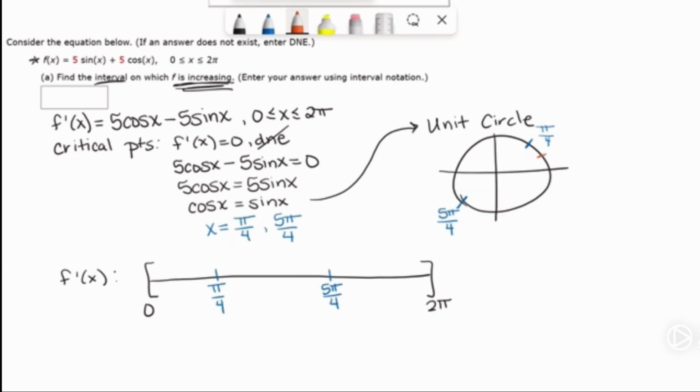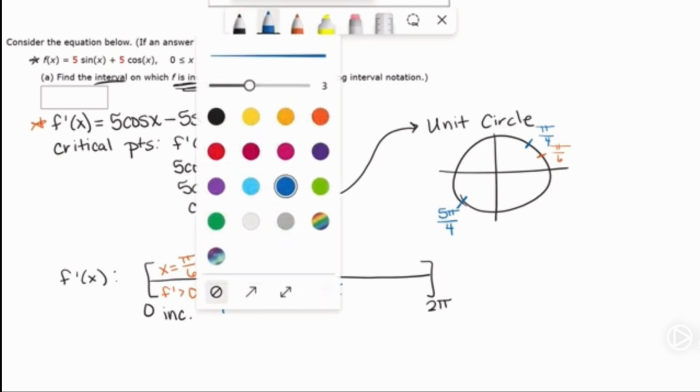So we have pi over 6. Here, cosine will be square root of 3 over 2, and sine will be 1 over 2. And so we have a larger number minus a smaller number, and they're both positive, and so it's going to be greater than 0. So we can set our f prime as greater than 0 here, and since it is a positive value, we know it's going to be increasing.